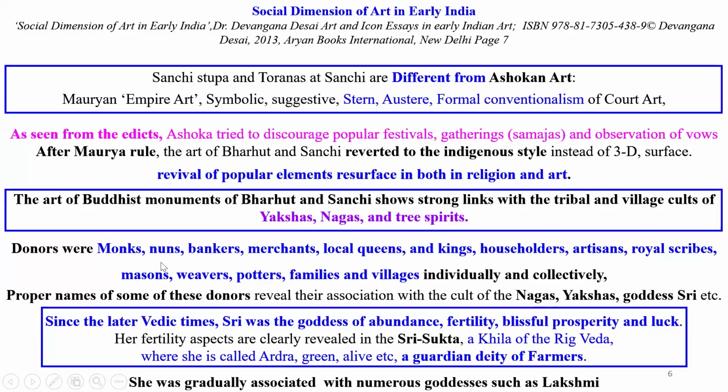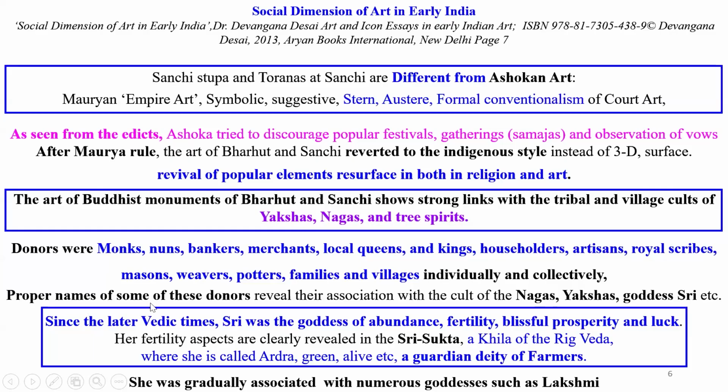And the donors, that is the key thing in the Sanchi railing, that is the Torana inscriptions. They are a variety of people. Some have donated little, small things, but there are monks and nuns, there are bankers, merchants, queens and kings and householders and artisans, royal scribes, masons, weavers, potters, families and villages, individually and collectively. So the whole gamut is reflected there.